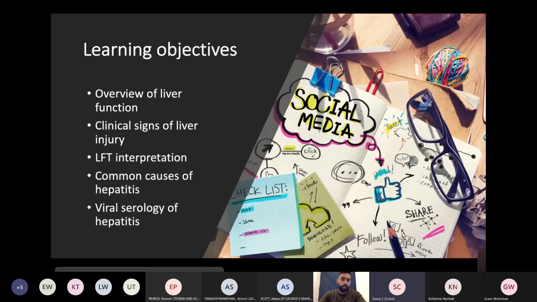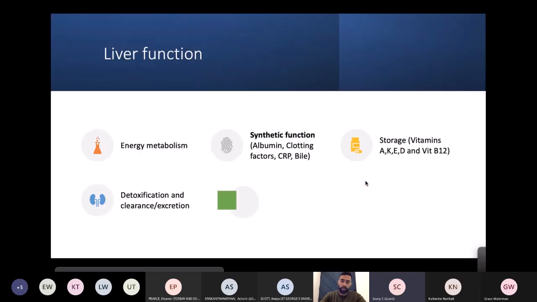So we'll be going through hepatitis. How we're going to do this is an overview of liver function, some of the clinical signs of liver injury, some of the liver function tests and how we can interpret them, and then an overview of the common causes and viral serology of hepatitis. In particular, we'll be focused on hepatitis B, because that's what's predominantly examinable. If you have any questions, feel free to turn on your mic or pop a question in the chat.